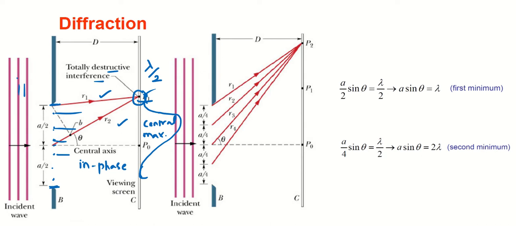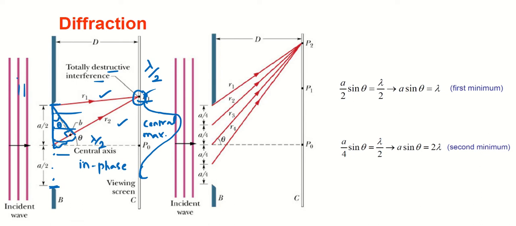If you want to find out the path length difference between two rays, you have to draw a perpendicular line like this. Now if you calculate sine theta from this right angle triangle, and this is theta, and this length, we know, is lambda by 2.